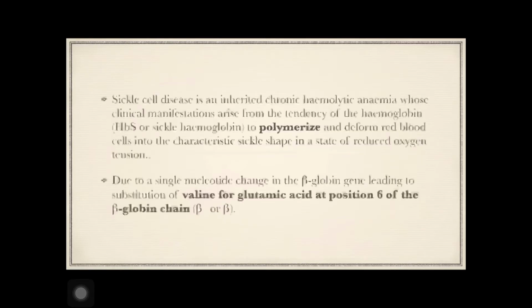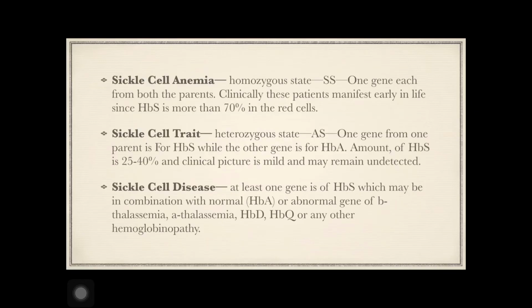Sickle cell disease is an inherited chronic hemolytic anemia whose clinical manifestations arise from the tendency of the hemoglobin to polymerize and deform red blood cells into the characteristic sickle shape in a state of reduced oxygen tension. This is due to a single nucleotide change in the beta globin gene, leading to substitution of valine for glutamic acid at position 6 of the beta globin chain.